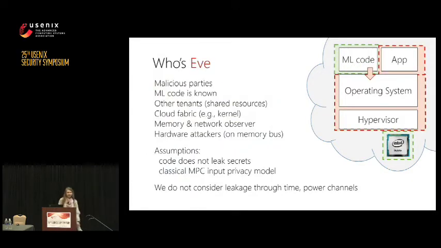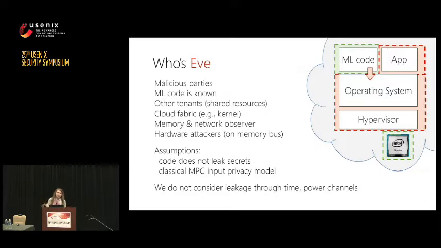So who are we protecting against? Our trusted computing base consists of the machine learning code that we upload, as well as the trusted hardware. Everything else in the cloud fabric is malicious. So it could be the parties that are participating in the protocol. The machine learning code is known to everybody. It could be other tenants snooping on our cache, what we are doing. It could be a compromised kernel. It could also be a passive adversary who's just seeing how we are interacting with the system. We assume that the machine learning code is not going to do anything stupid, like write out secrets in plain text.